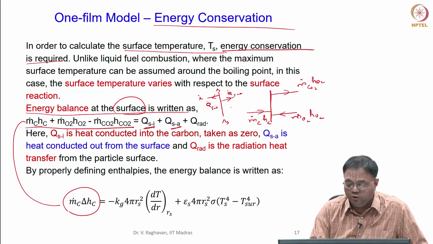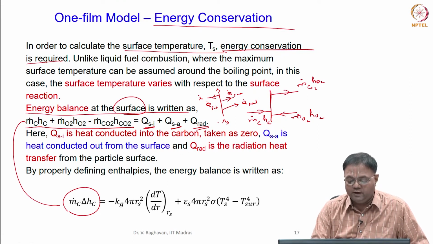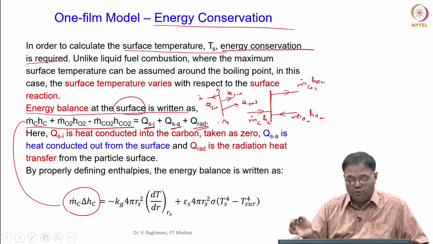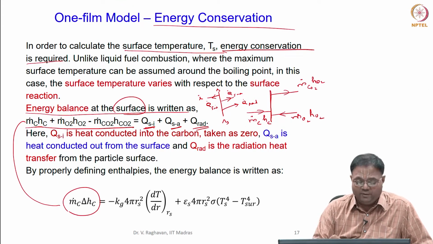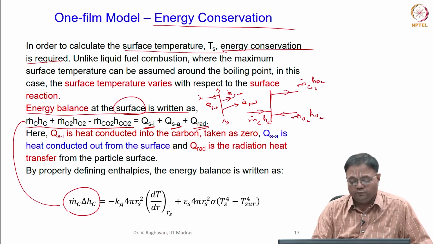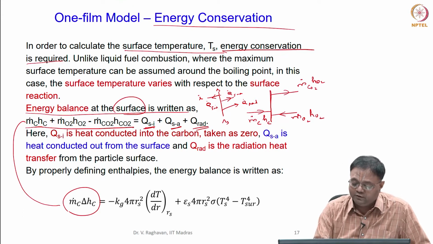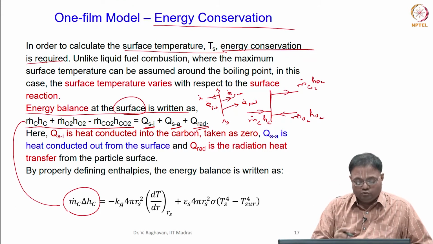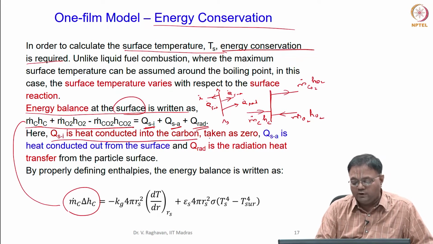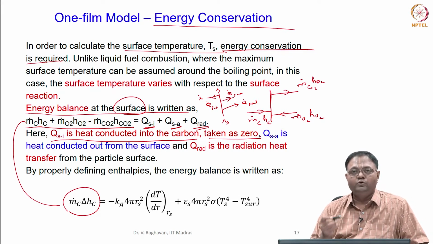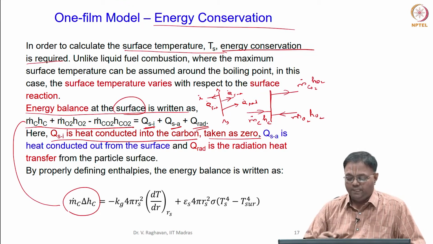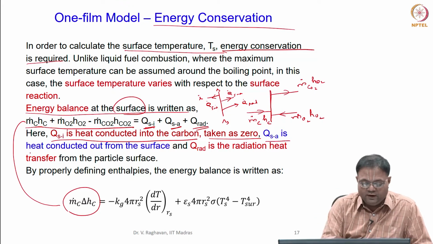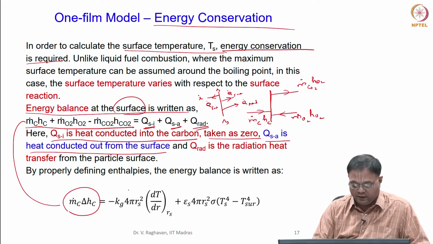Then there will be radiation from the surface to the ambient surrounding temperature. These are the two things, but in our analysis we have made an assumption that Ts is constant. So in the particle there is no temperature gradient, and the heat conducted into the carbon can be taken as 0, because the carbon particle is assumed to be at a uniform temperature of Ts. Now Qsa is the heat conducted from the surface, so we have to write a conduction equation for this.